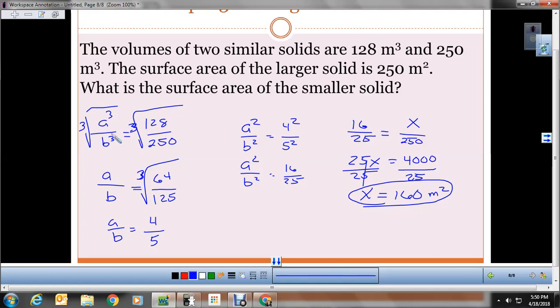Once again, take the cube root to find the scale factor. Use the scale factor to get the ratio of the areas, and use that result in our proportion to help find our missing area of the smaller figure.